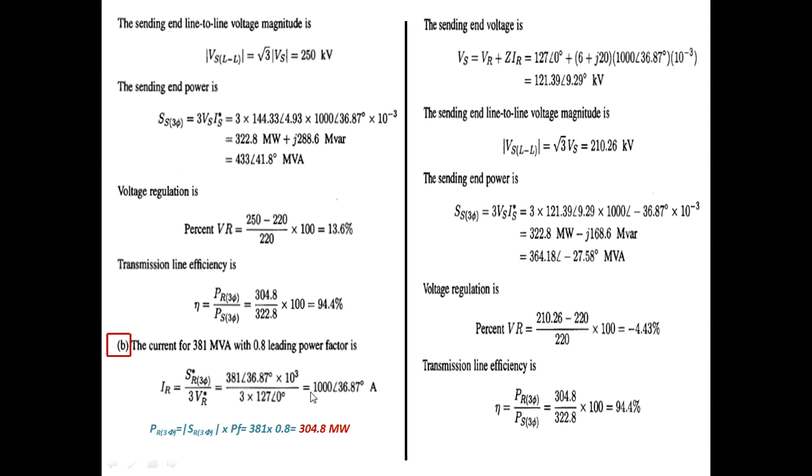So we will apply the same for the case where we have a load of 381 MVA at 0.8 leading power factor. We will apply the same approach. We will calculate Vs, then we calculate the line-to-line voltage, the apparent power at the sending end, and then the percent voltage regulation. Here we have the voltage 121, it becomes 210 line to line, minus 220, which is the rated voltage at the receiving end, divided by 220. It was minus 4.43, and the efficiency is found to be equal to 94.4%.